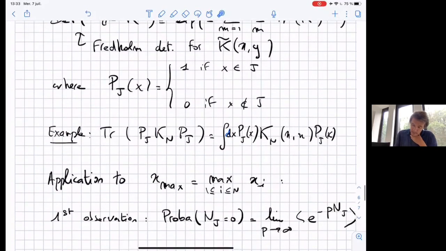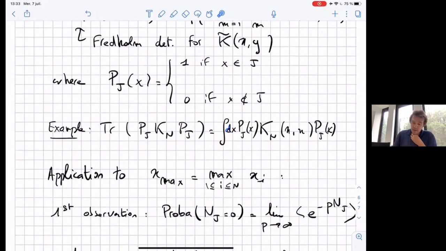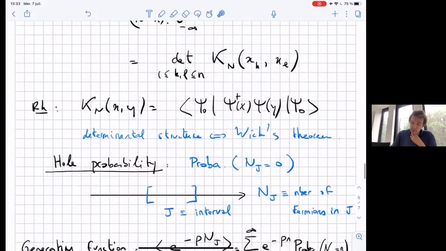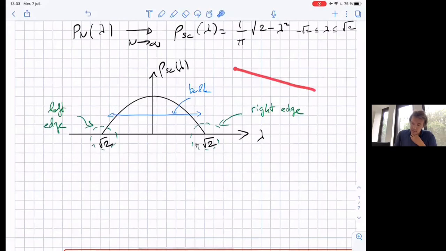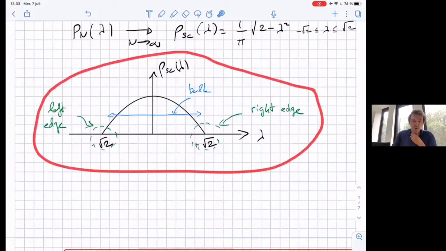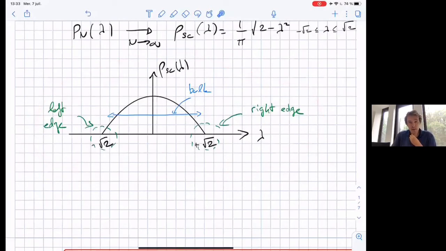And at this stage, we are somehow back to what we have seen before, which is that there are actually two different regions in our system. One which is the bulk, and the other one which is the edge.